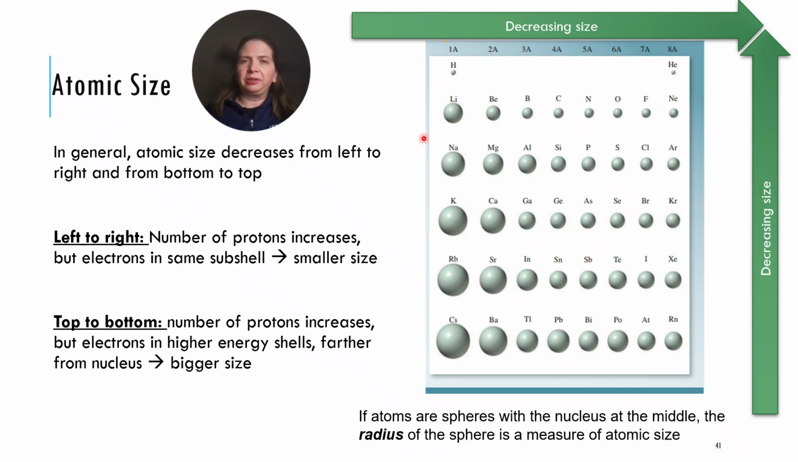When we move down a group, elements have valence electrons in different shells. For example, lithium has valence electron in the second shell, sodium in the third shell, potassium in the fourth shell, and so on. Each additional shell is further from the nucleus, making the atom larger. There are some exceptions to this general trend, but those are beyond the scope of this course.